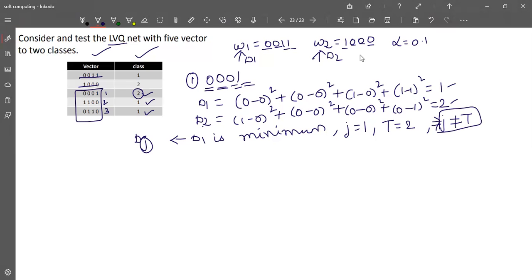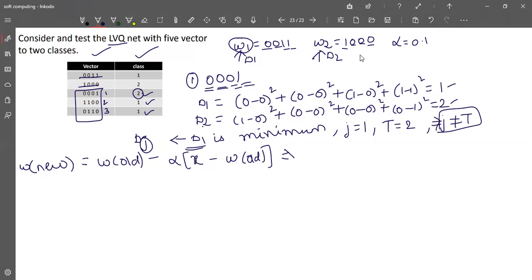Meaning in this circumstance we have to use the weight updation formula: the new weight is equal to our old weight minus our learning rate into our x minus the old weight. And also we have to update the part in which we got the minimum value. Since D1 is minimum, we will be updating the weight vector W1. So updating the weight vector W1, let's update the 0.